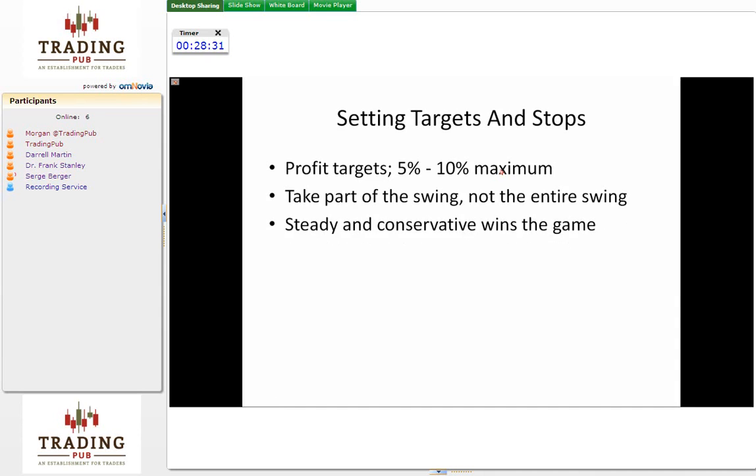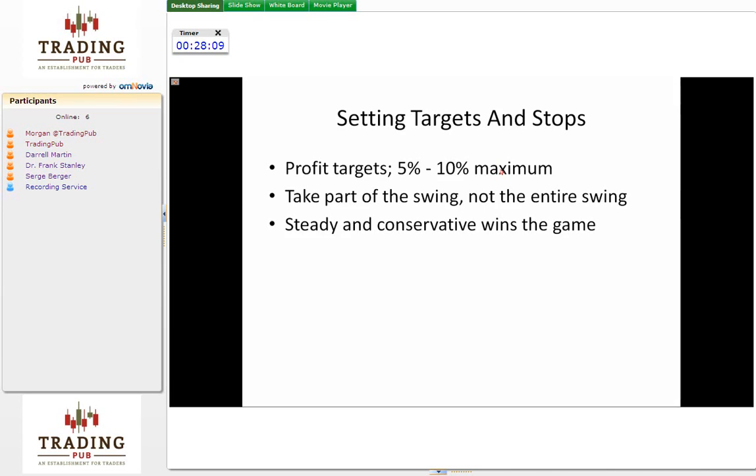Profit targets are, in my mind, somewhere between 5 and 10%. They can be quicker. It depends on the situation. I say maximum here, and there are certainly exceptions to this. I think there's plenty of trades you can just let run, but I always want to take some off at 5% and maybe a little bit more at 10%. That's just my strategy.